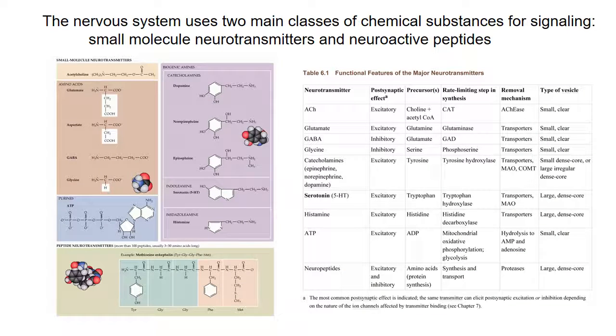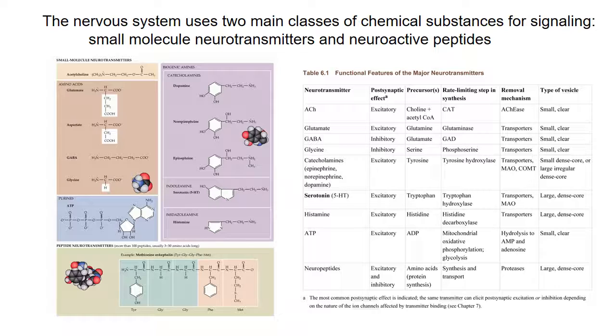Now, using this kind of criteria, there have been over 100 chemicals identified as neurotransmitters or putative neurotransmitters, and they can all be broadly divided into two big categories of substances. They can be divided into small molecule neurotransmitters and neuroactive peptides. It's really mostly based on their size. And in this table, we have examples of small molecule neurotransmitters and also peptide neurotransmitters.